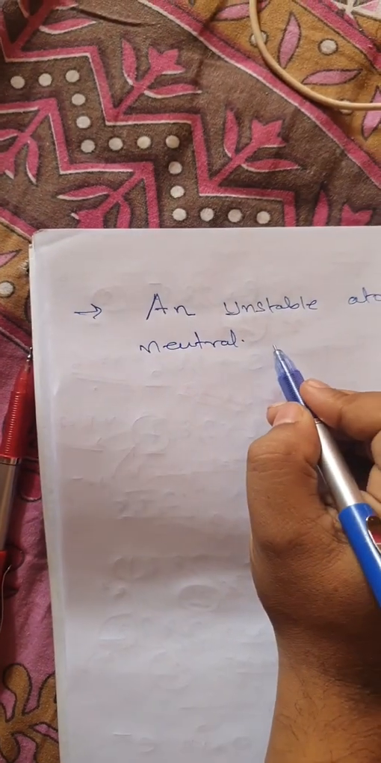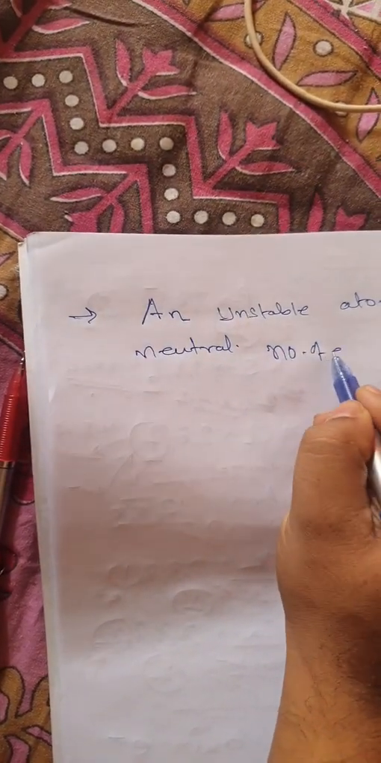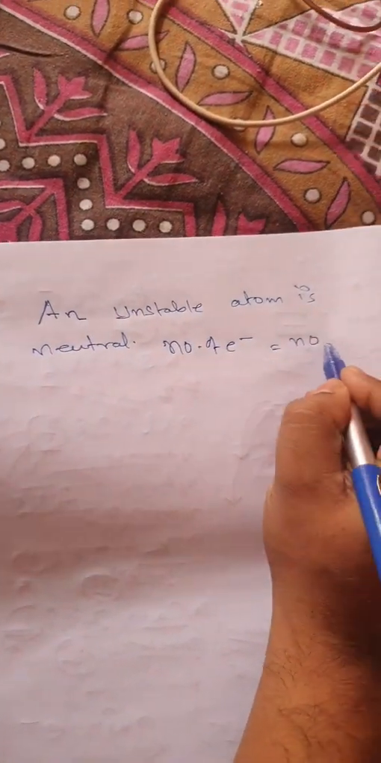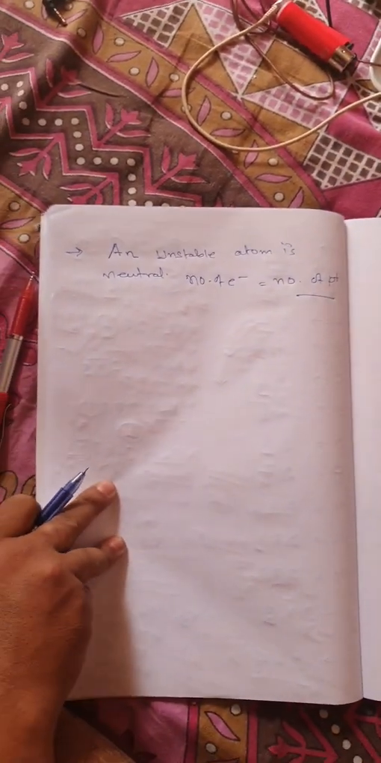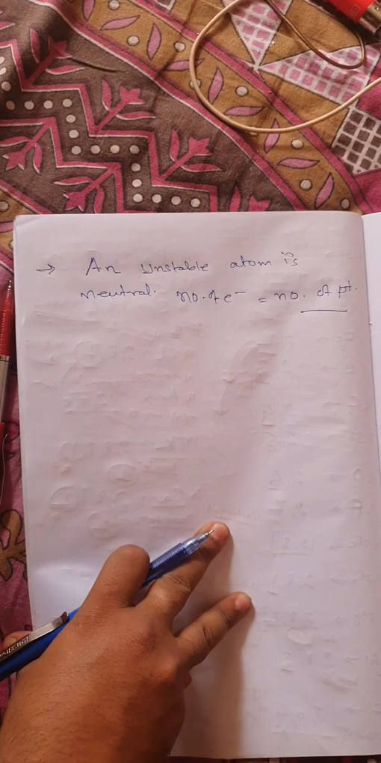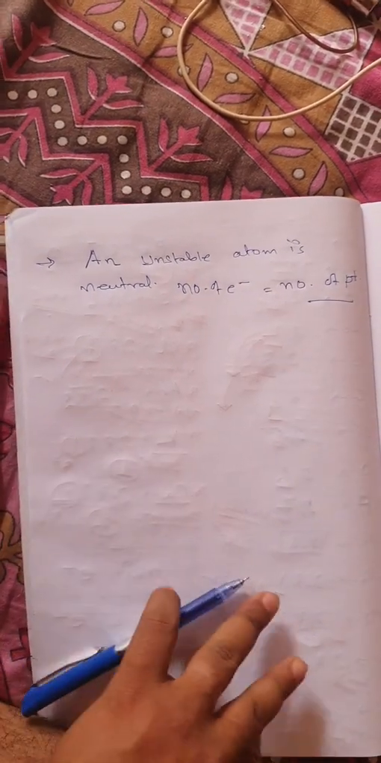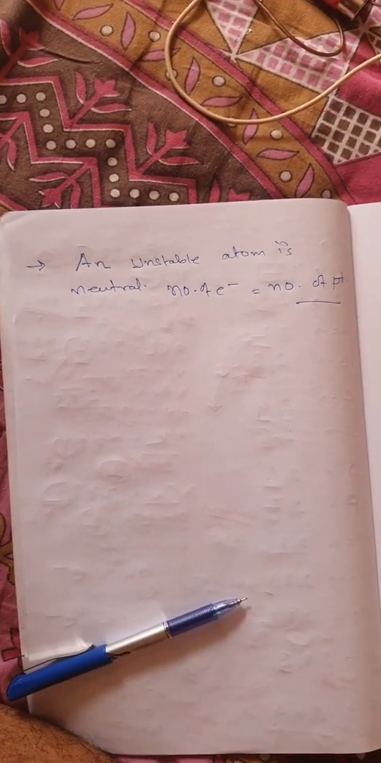Why? Because the number of electrons is equal to the number of protons. As the number of electrons is equal to the number of protons, what happens is that one electron's charge is -1 and one proton's charge is +1.